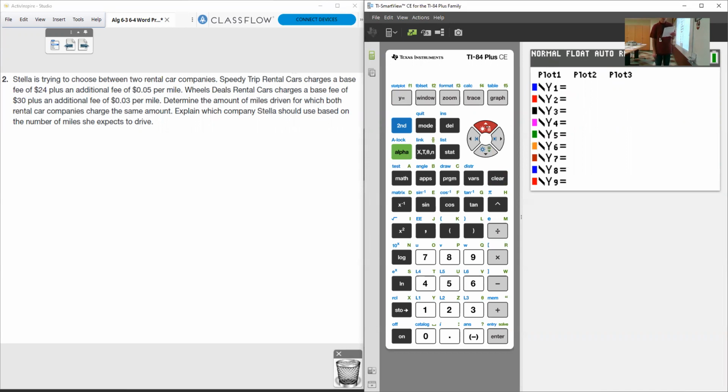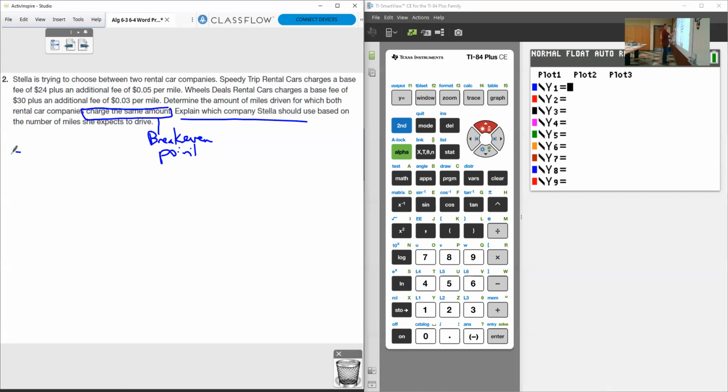Determine the amount of miles driven for which both rental car companies charge the same amount. Again, charge the same amount. That is your break-even point. And then explain which company Stella should use based on the number of miles she wants to drive. Well, you want to pay less for the same exact thing. So you want to pay the lower amount. But the first thing that we need to do is set up our equations.